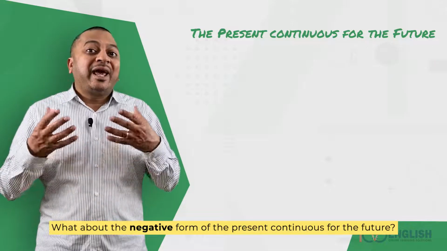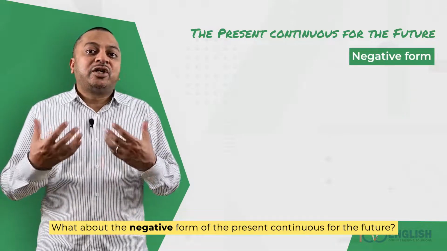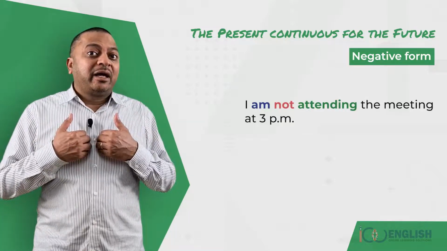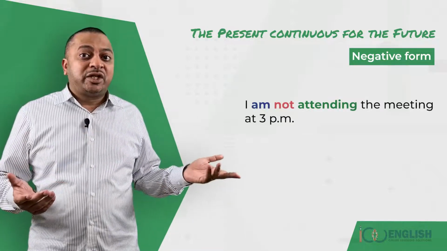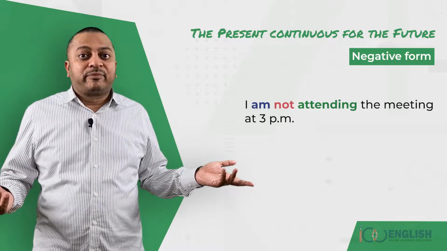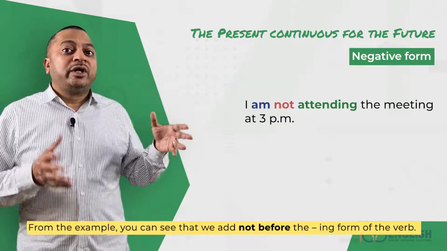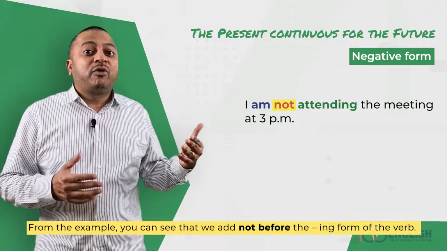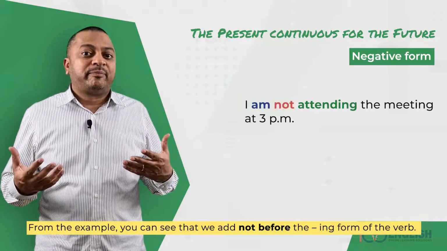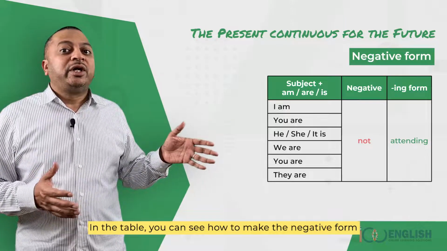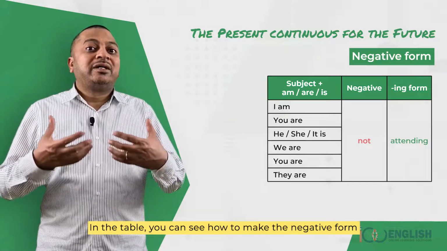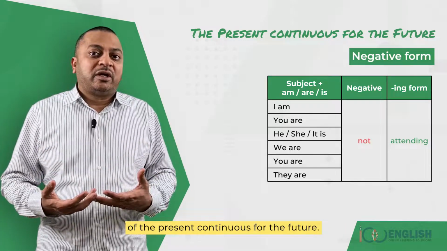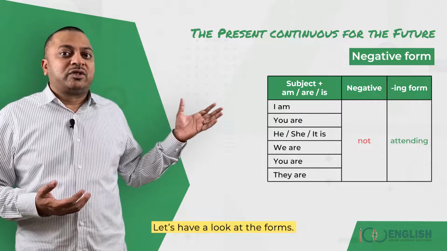What about the negative form of the present continuous for the future? For example, I am not attending the meeting at 3 p.m. From the example, you can see that we add not before the ing form of the verb. In the table, you can see how to make the negative form of the present continuous for the future. Let's have a look at the forms.